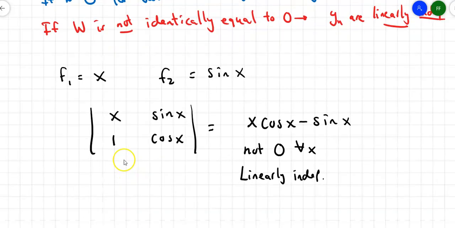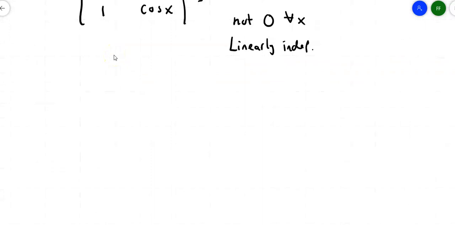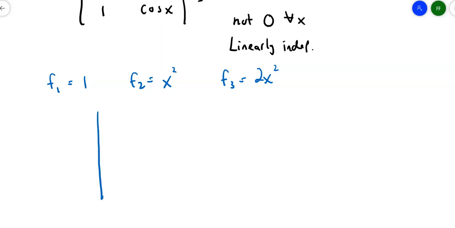All right, let's take a look at another example to see how this works. Suppose I gave you these three functions. The first function is 1. The second function is x squared. The third function is 2x squared. Well, right away you can see where this is going. If I take function 2 and multiply it by 2, I get function 3. But let's see how this works in terms of the Wronskian.